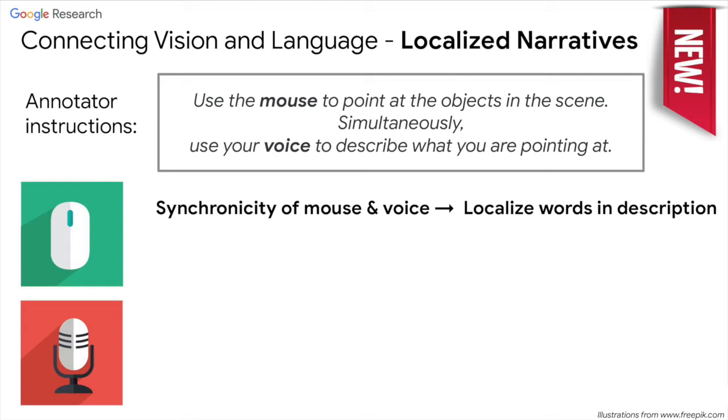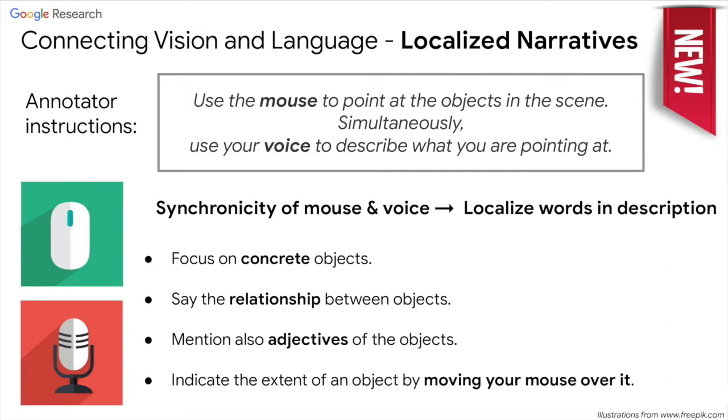The synchronicity between mouse and voice allows us to localize words in the description by knowing where the mouse was located when the annotator pronounced each word. We encourage the annotators to focus on concrete objects, say the relationship between objects, mention adjectives, and indicate the extent of an object by moving their mouse over it.